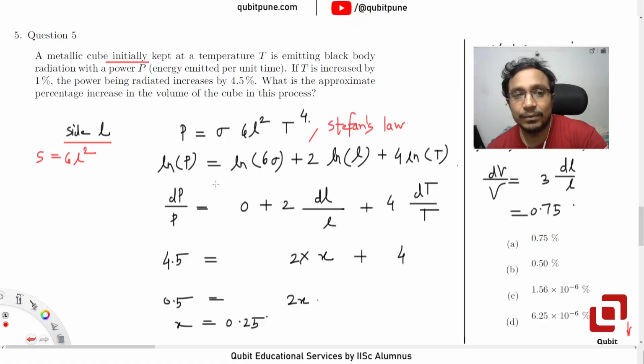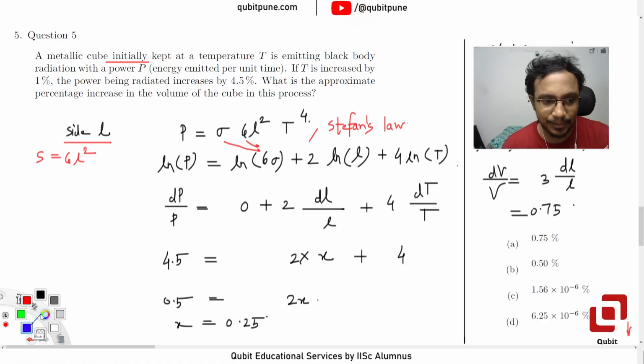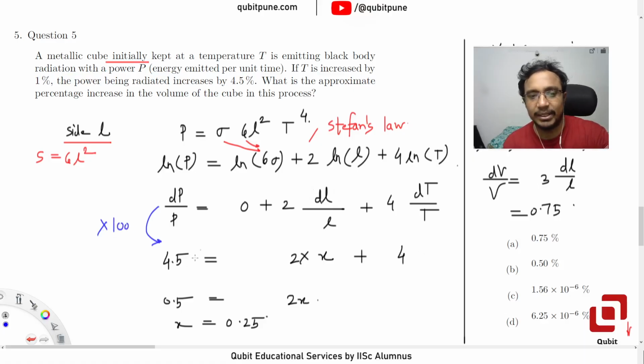Now it's better if you recall logarithmic differentiation and what we do in physics, that is error measurement. तो मैंने पहले log लेके differentiate किया. So ln P = ln(6 sigma) + 2 ln L + 4 ln T. We can write the constants together. Take the derivative: dP by P = 0 + 2 dL by L + 4 dT by T. ये अभी रिलेटिव एरर है, लेकिन अभी हम इनको परसेंटेजेस में कन्वर्ट कर सकते हैं. हालांकि मैंने लिखा नहीं है यहाँ पे, but it is assumed that I multiply this by 100.